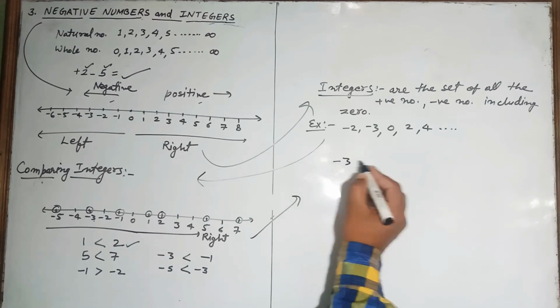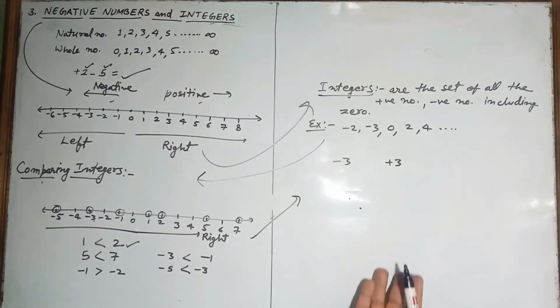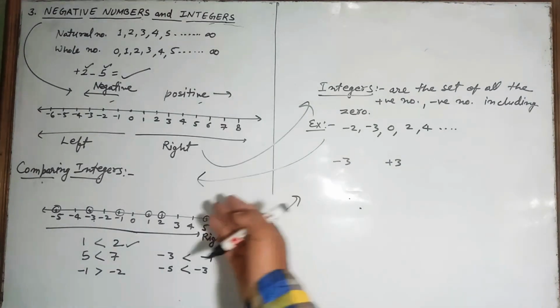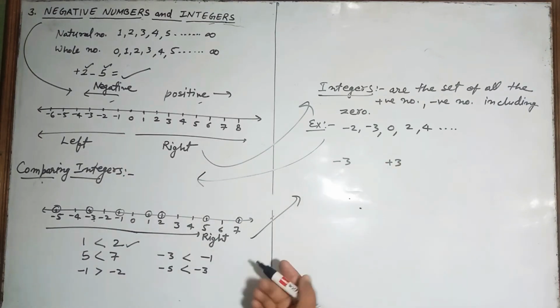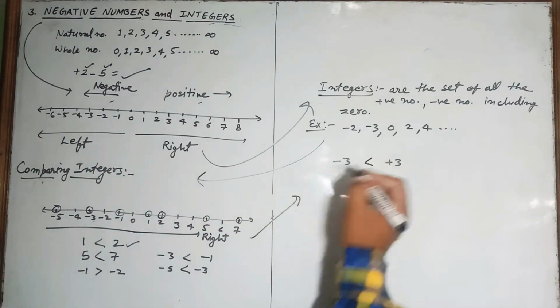If I ask -3 and +3, which number will be greater? Obviously you know that a positive number will always be greater than a negative number. So this one will be.